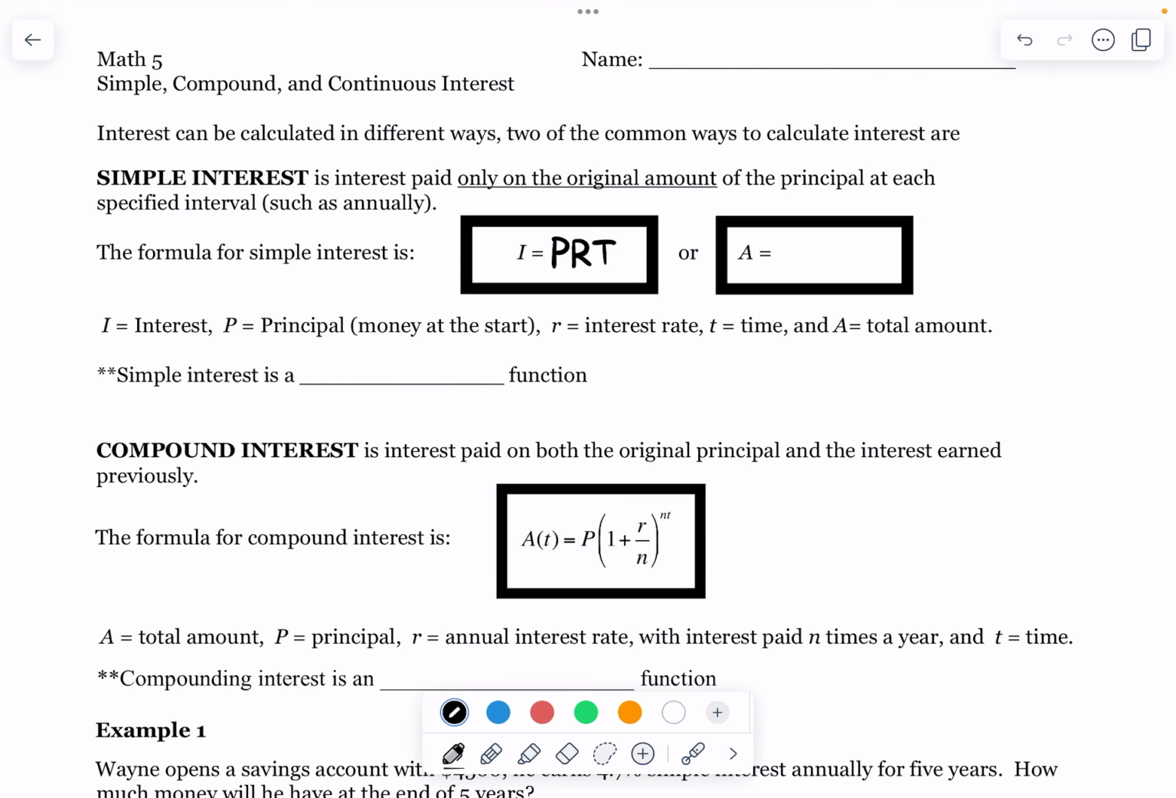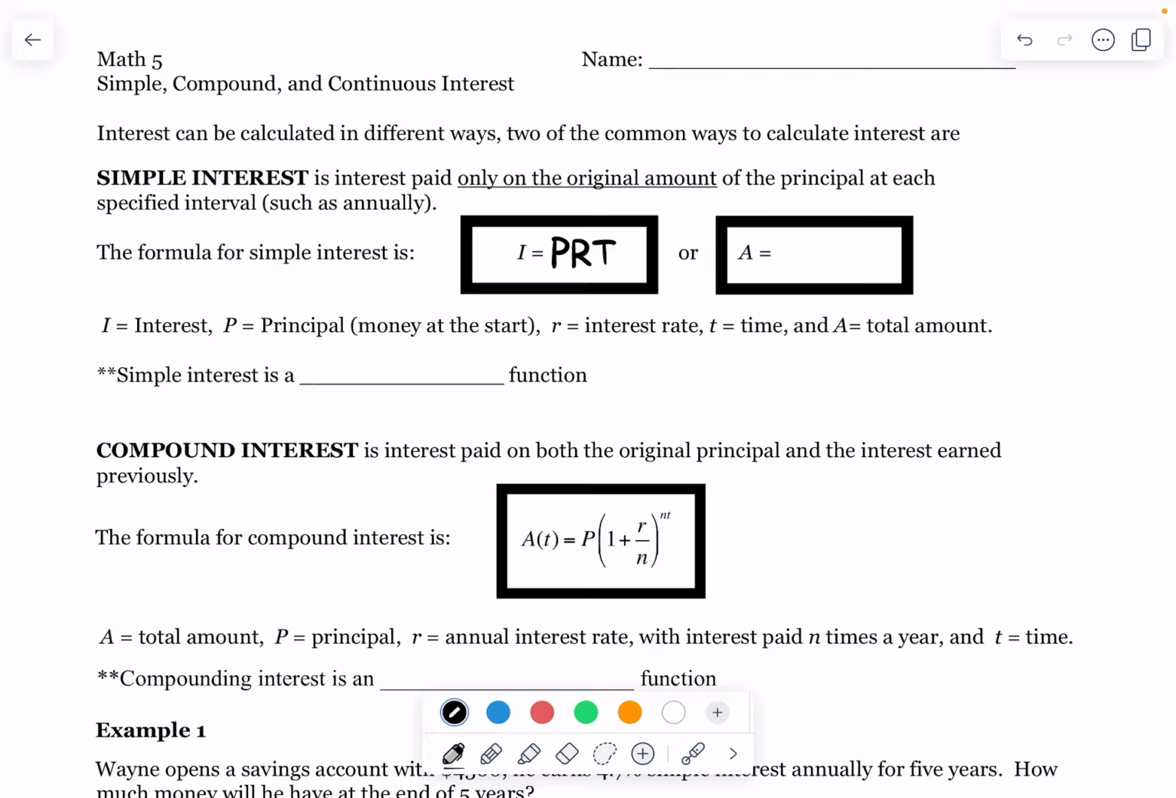Okay, where principal is, that's a word that we're going to use a ton today, so make sure you know what that means. Principal is the amount of money that you start with, the amount of money that you invest. R is going to be our interest rate, and T is going to be time. So multiplying those three together will give us the amount of interest that's earned.